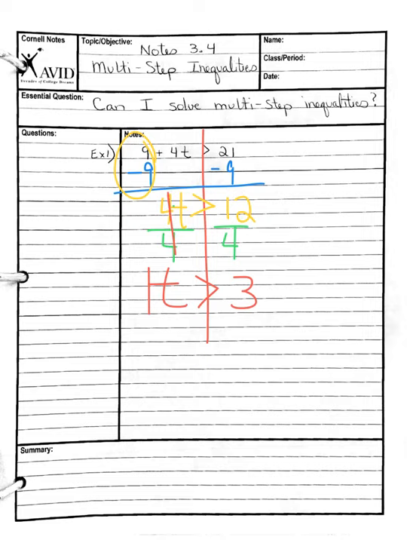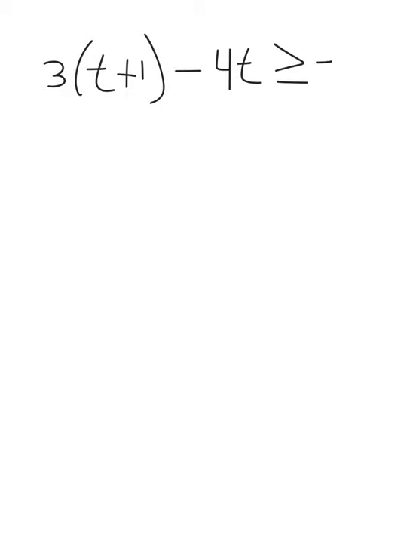Graphing would be the same process. We're going to focus on just solving multi-step today instead of graphing. Let's go ahead and look at example 2. Example 2, we have 3 open parentheses, t plus 1 close parentheses, minus 4t is greater than or equal to negative 5. Kind of looks like a lot here, but draw your line down the inequality symbol.